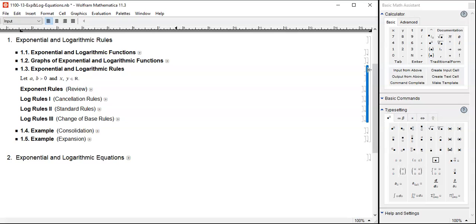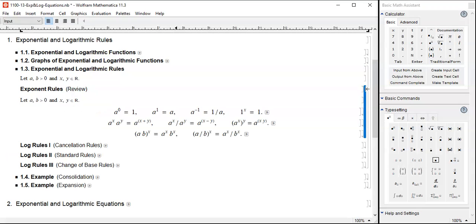Next, exponential and logarithmic rules. Exponent rules are something we have been studying for quite a while, all the way back from elementary algebra, maybe even before that. 0 power is 1, 1 power is itself, negative first power is the reciprocal, and 1 to any power is 1. And then the standard rules. When the bases are the same a, multiplication becomes adding the powers, division becomes subtracting the powers, and power of a power means multiplying the powers. With two different bases but the same exponents, we have distribution.